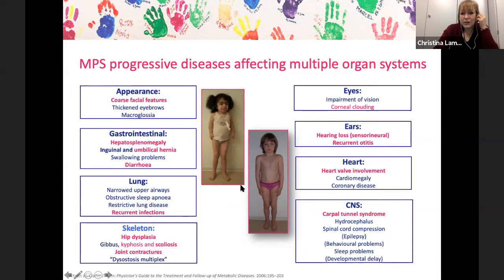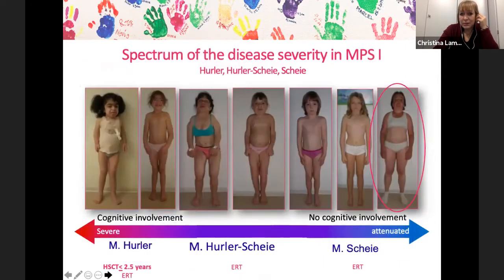And these two girls that you see, one is a Hurler patient. You see the coarse face and the severely affected skeleton. And on the other side, with the pink trousers, it's an MPS 1 patient where you see almost no somatic signs and symptoms. And actually, this is the spectrum of disease severity that we have in MPS 1.